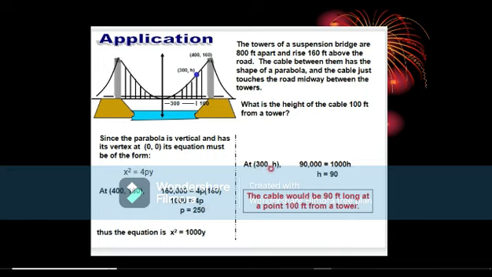Now at 300, h, we can use this: that becomes 90,000, because we substitute 300 for our x, so that is 300 quantity squared, or 300 squared, that is 90,000. Then 1000y, our y, we are going to replace y with h. We don't know h yet. So divide both sides by 1000 to find h. Therefore, the answer is h is 90. So the cable would be 90 feet high at a point 100 feet from a tower.